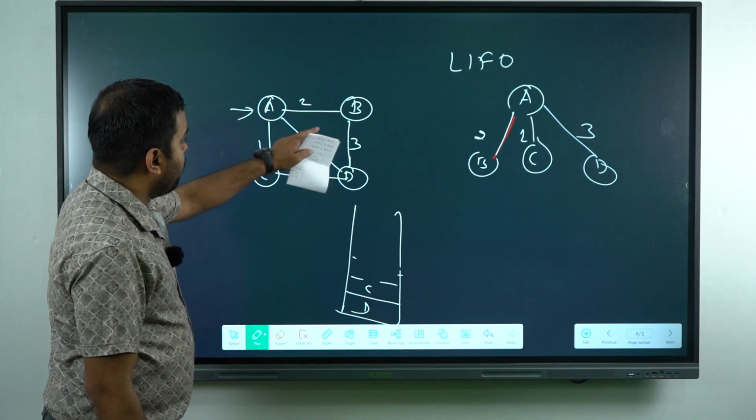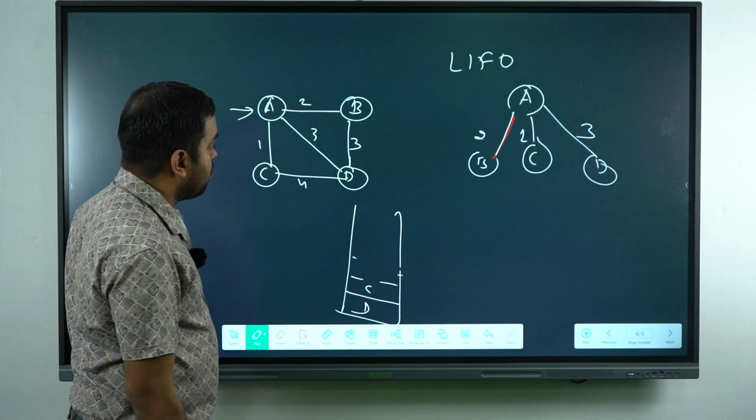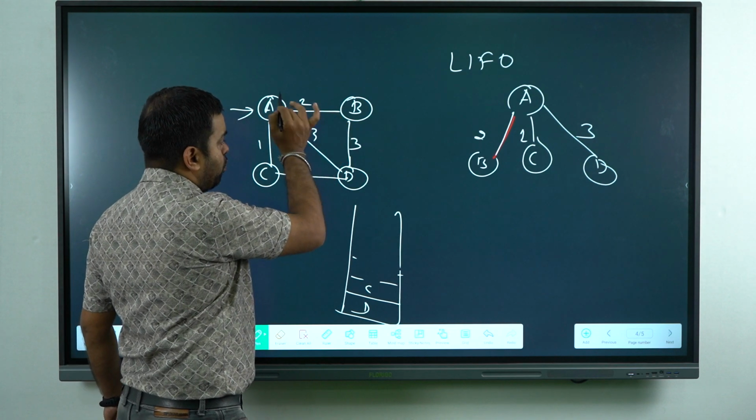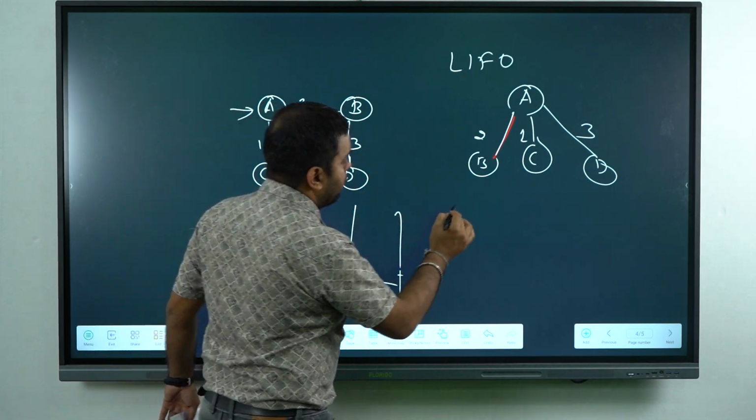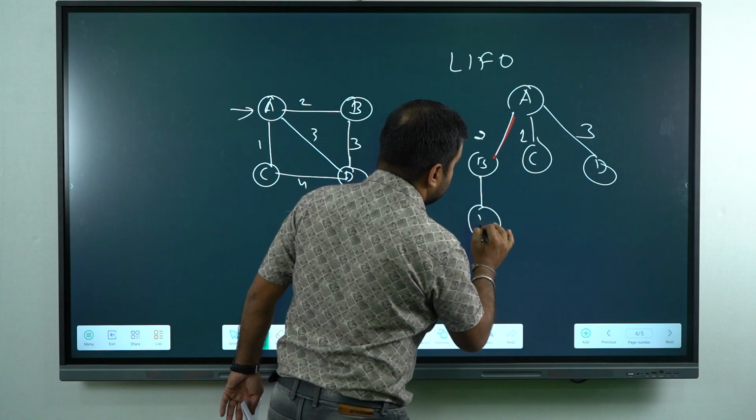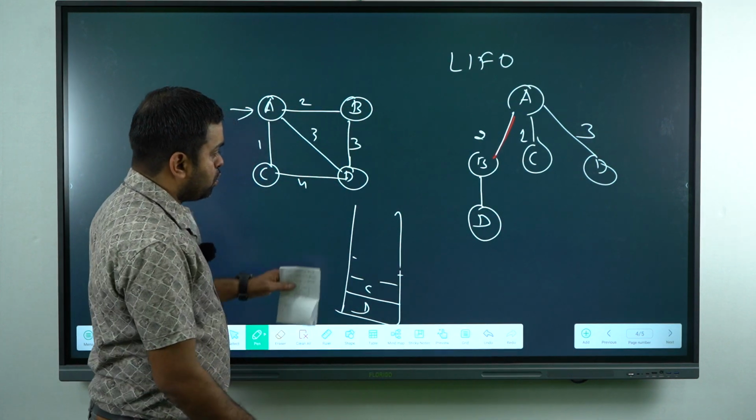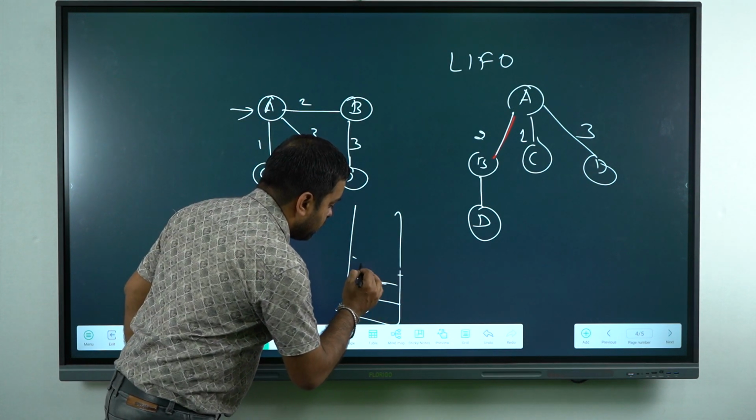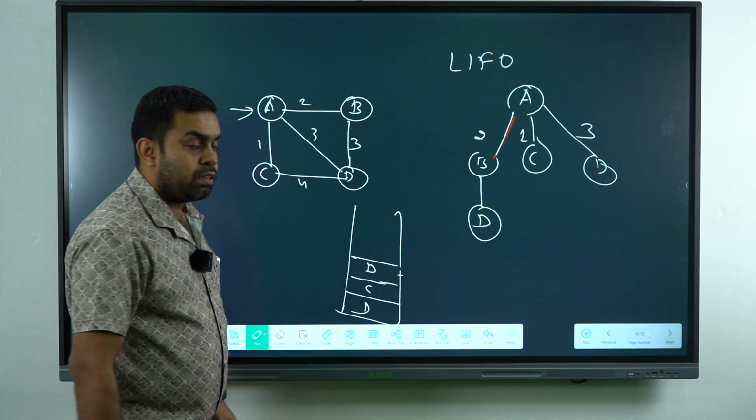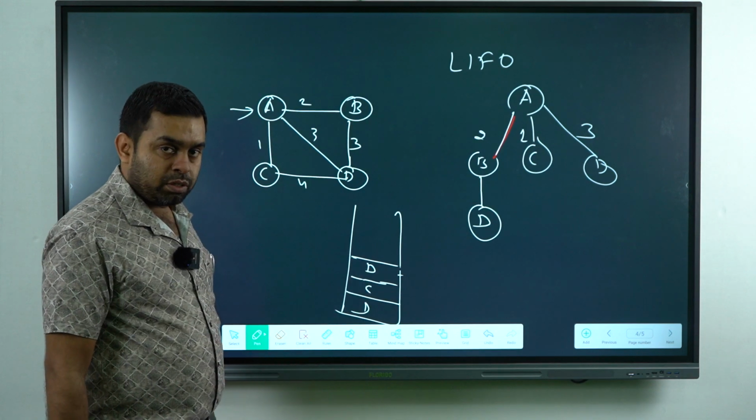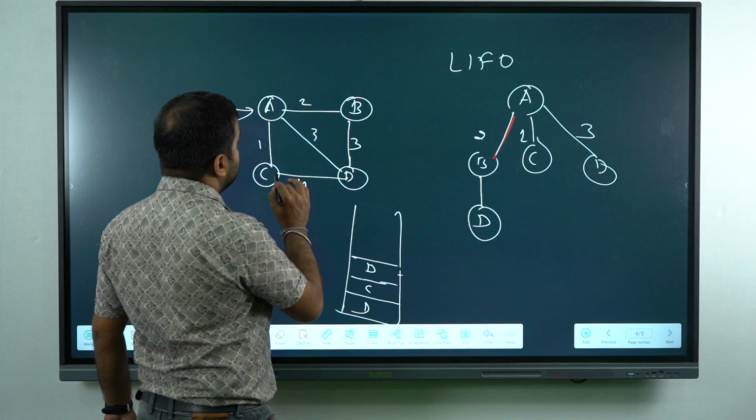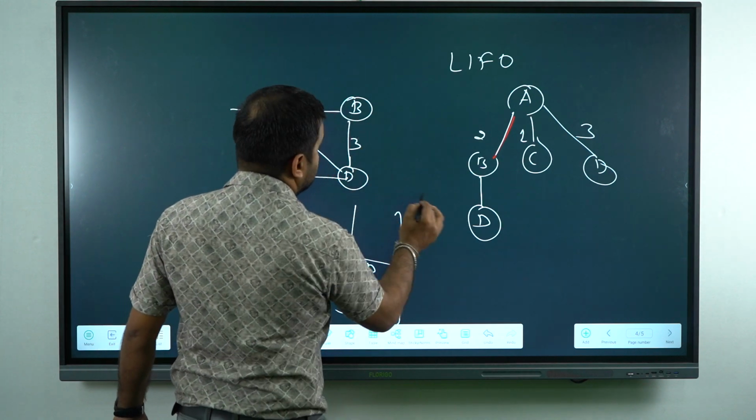Okay. After B, what are the possible paths from B? A. We came from A, so we don't go to A. Only D is possible. So if we want to go from B to D, now D is pushed into the stack. Okay. Now only D we have to go. The cost for B to D is 3 rupees.